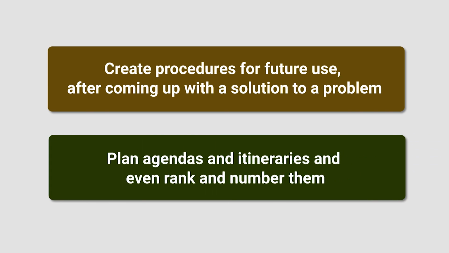They plan agendas and itineraries and even rank and number them. For example, those who prefer making a neat and organized list while studying and extracting key points from material for these lists are typically logical learners. They can learn something only when they understand the bigger picture along with the logic, reasoning and systems better than the concepts.